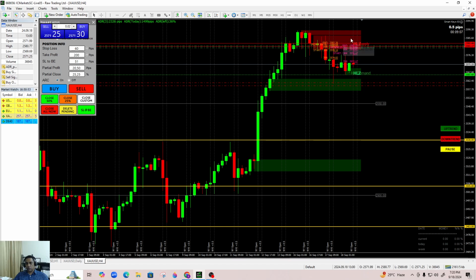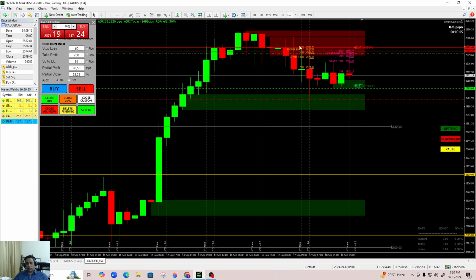That's a high liquidity zone. We had marked it right at the beginning of the session. We had marked it as a high liquidity zone, and price reacted to it beautifully.